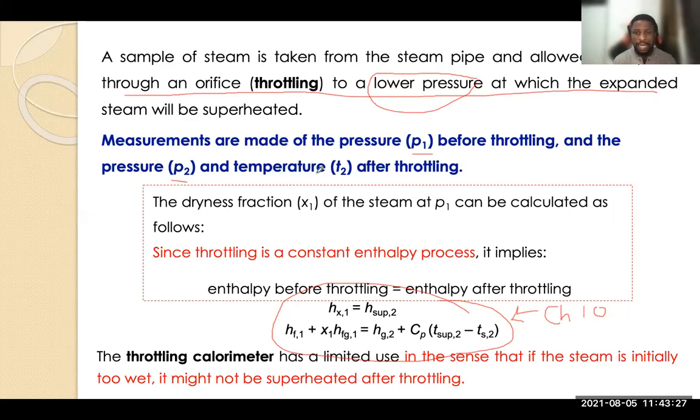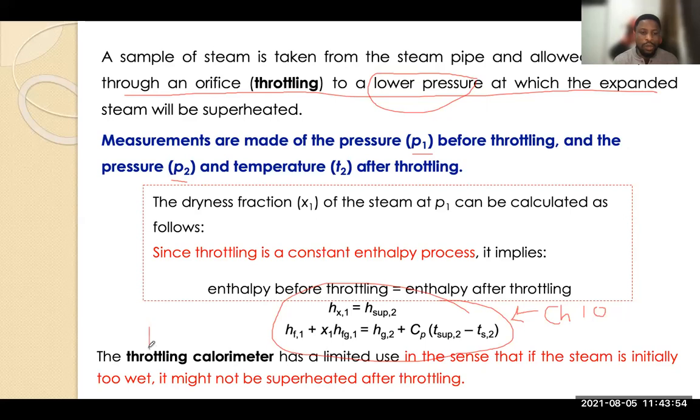But there is a challenge in the fact that sometimes the steam is too wet. When the steam is too wet, the steam in the throttling calorimeter will not become superheated. So the throttling will not work. Take note of that drawback or challenge.